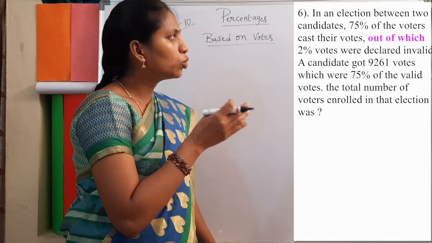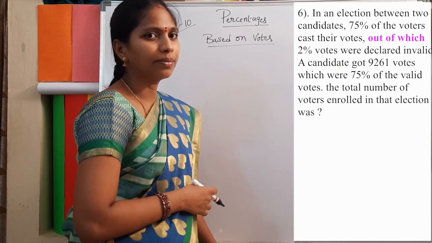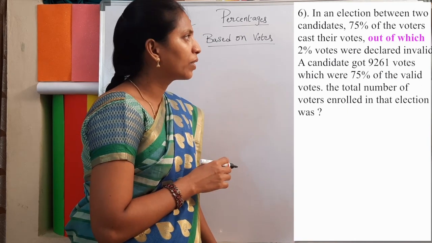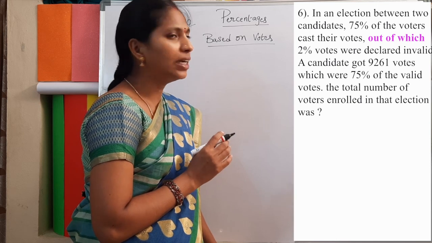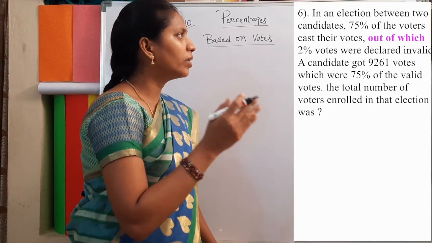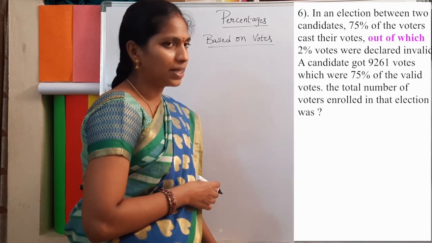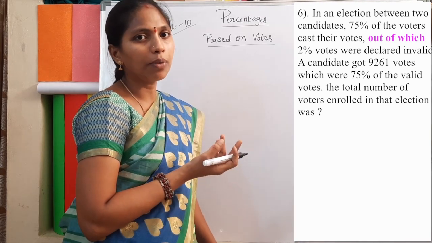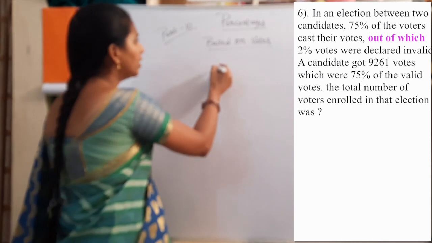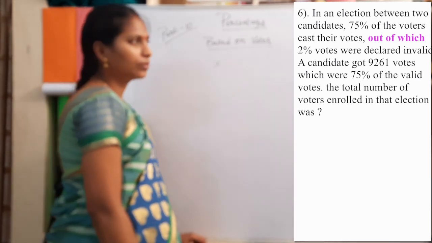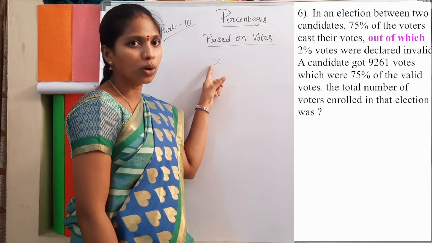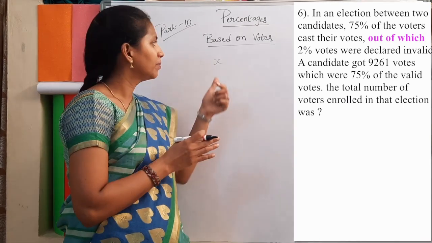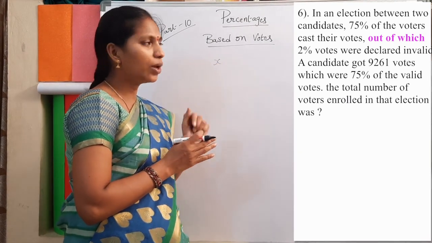See, out of which 2% votes were declared invalid. A candidate got 9261 votes, which were 75% of the valid votes. The total number of votes enrolled in that election was? We have to find out the total number of votes. We don't know the total number of votes. That's why here take X. You can take 100 or 100% also, but in the question there is the phrase out of which. If you have that phrase, take the initial value as X.